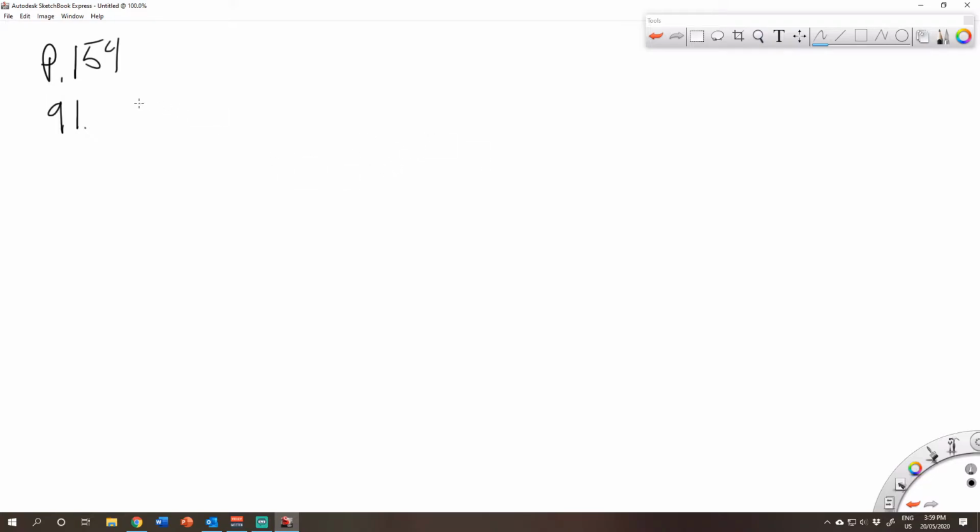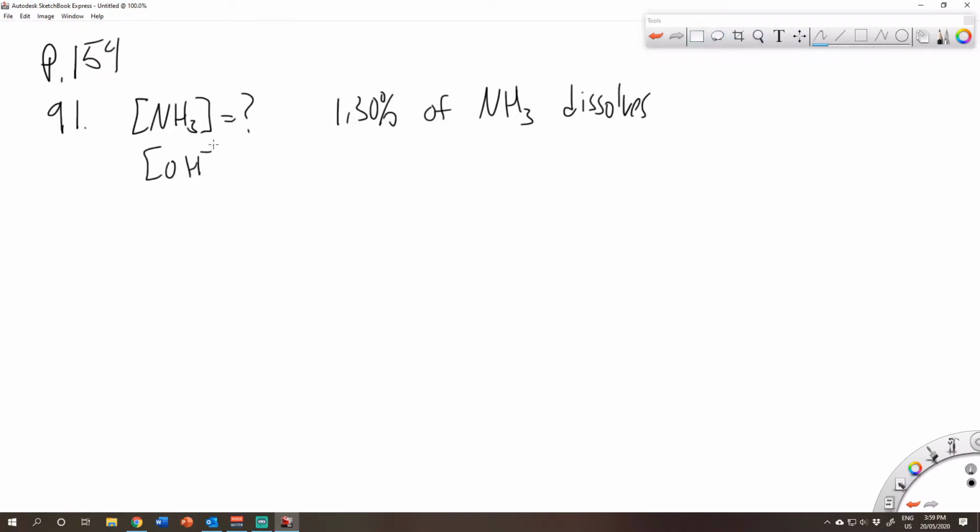Here you're asked to find the original concentration of NH3. It tells you that 1.3% of the NH3 dissociates, dissolves, I guess. And then it asks you to also calculate the concentration of hydroxide. So this is the original concentration of NH3 and the equilibrium concentration of OH minus.